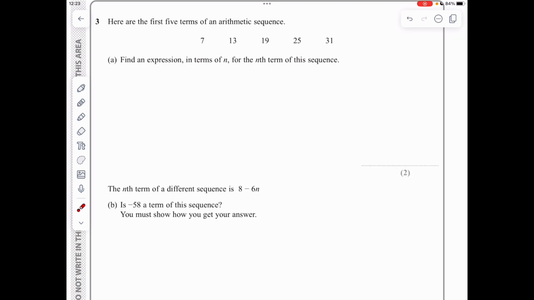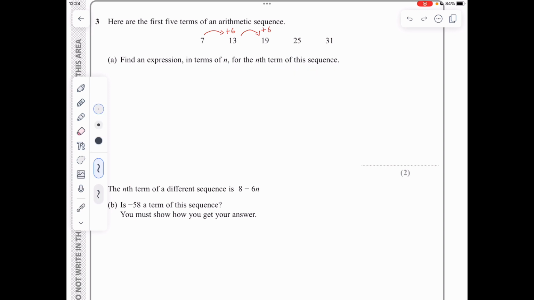In question 3, we're given the first 5 terms of an arithmetic sequence, so it goes 7, 13, 19, and so on. Remember that an arithmetic sequence is one where we've got consecutive terms with the same difference, so it's easy to spot here that we keep adding 6, and we are asked to find an expression in terms of n for the nth term of this sequence.